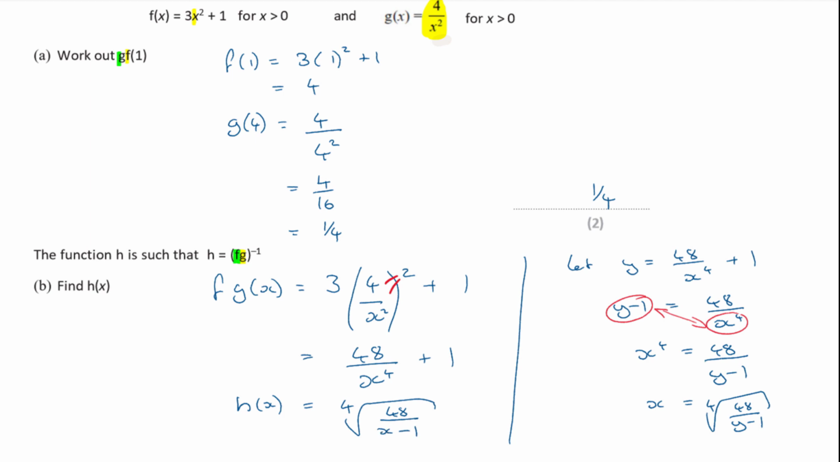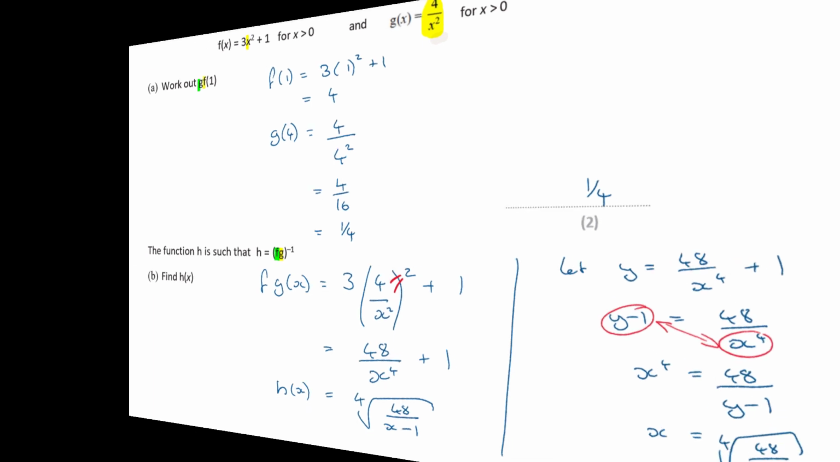Okay, that's kind of how I do it. And I think that's the answer. The fourth root of 48 over x minus 1. Well, not a very nice answer.